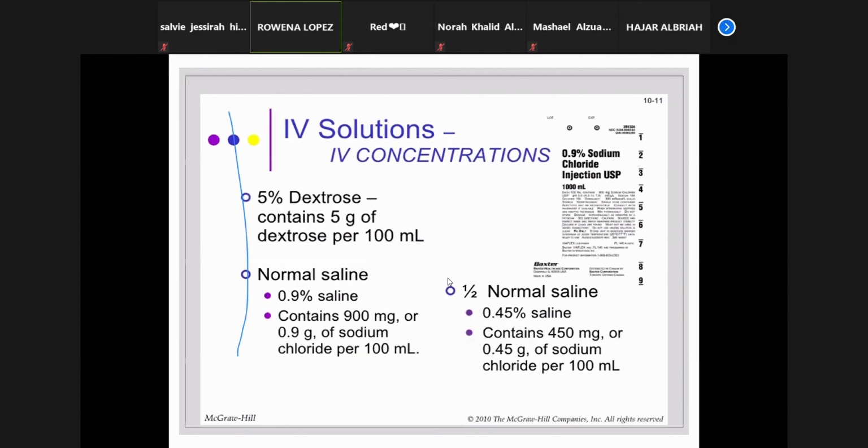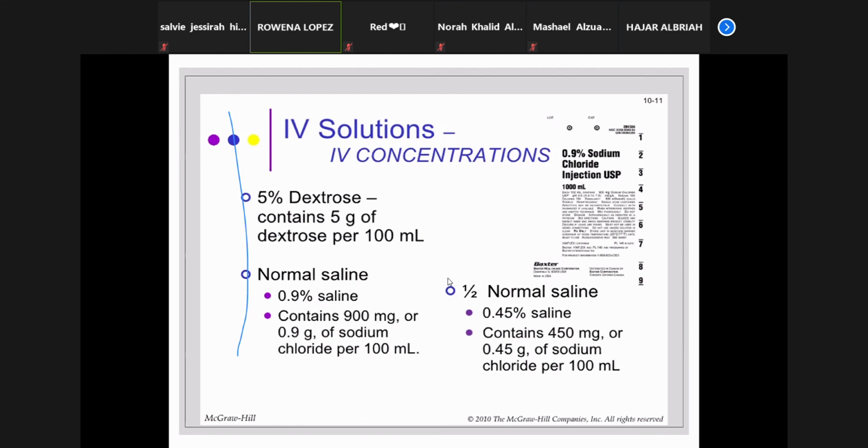So 5% dextrose. This is like the quiz or one of the examples before that you have to calculate. 5% dextrose contains 5 grams of dextrose per 100 ml. So if it is 5%, that is 5 grams of dextrose per 100 ml. So what does it mean? In 500 ml, we have 5 times 5, because we have 500 ml, so we have 25 grams of dextrose in 500 ml of the IV.